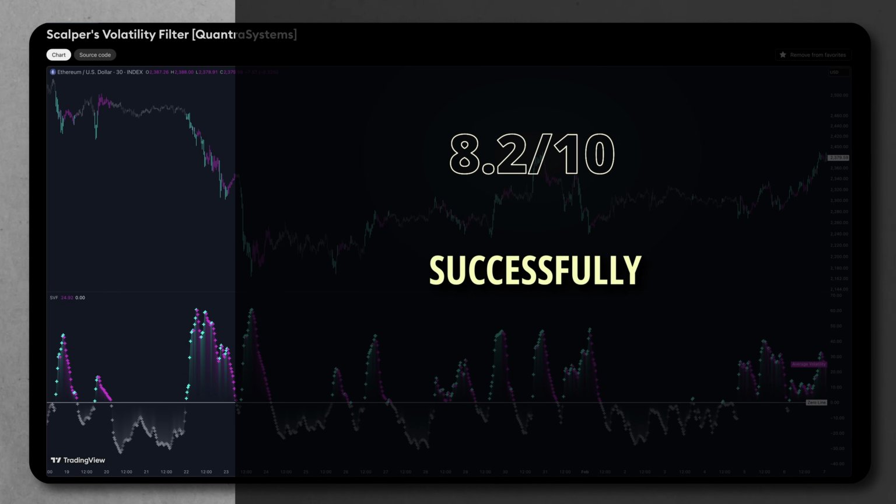The indicator successfully synthesizes multiple volatility concepts into a cohesive tool with strong customization flexibility. While the mathematical complexity may overwhelm novice traders, experienced scalpers will appreciate the comprehensive approach to volatility analysis and the variety of display options for different trading styles.